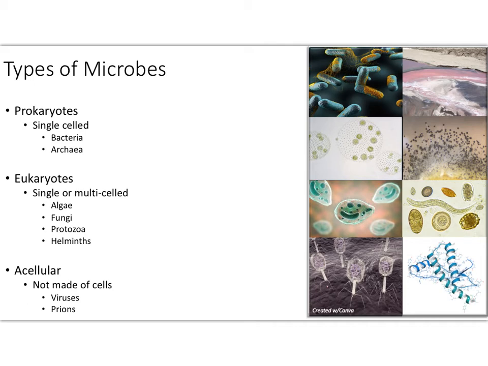So now that we have talked about the importance of microbes, we have defined what microbiology is and talked a little bit about lens systems. Now we're going to talk about what microbes actually are. So there are 3 main groupings of microbes that we study. There are prokaryotes, eukaryotes, and acellular microbes.